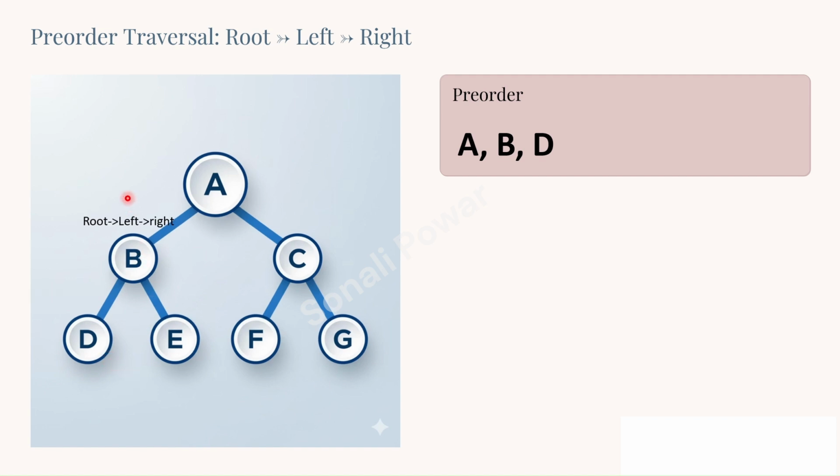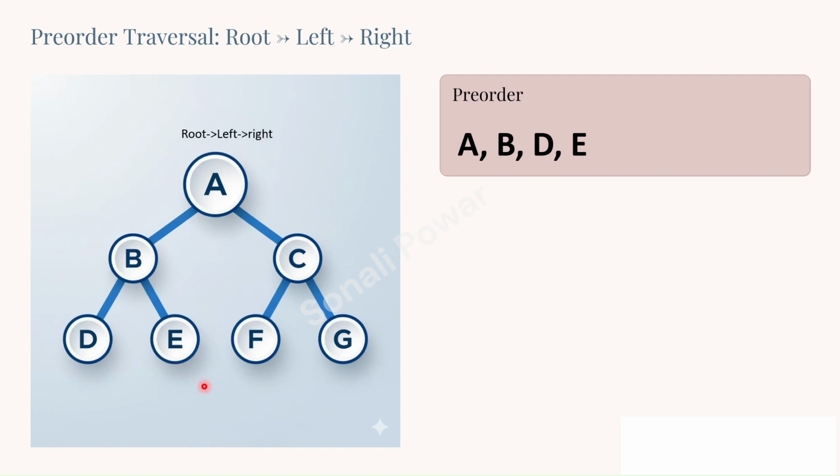Now when I come back to B, we have already processed B, and we have already processed the left part of B. So it's allowed to go to the right side of B now. So we will go to the right side. Now there is one node E. So we will process that node, or we can say we have printed node E. And after that we can go to the left side of E, but there is no element to the left, and no element to the right.